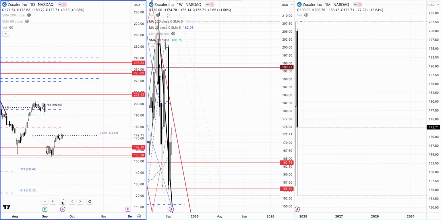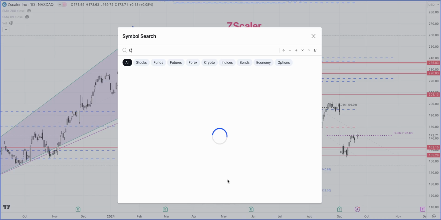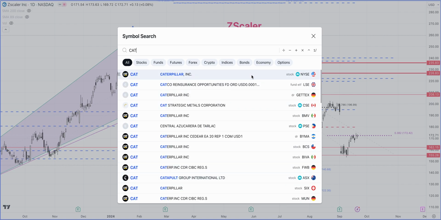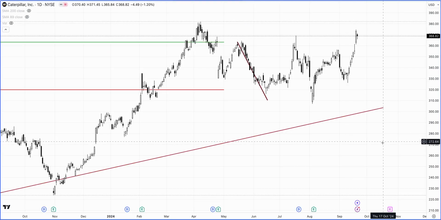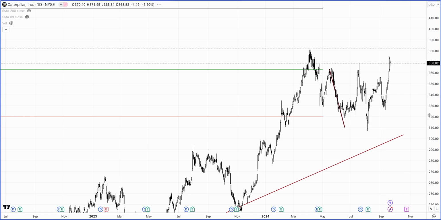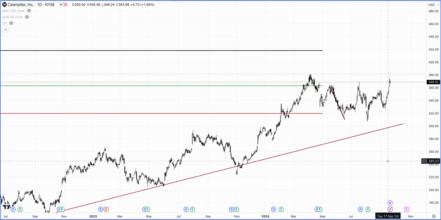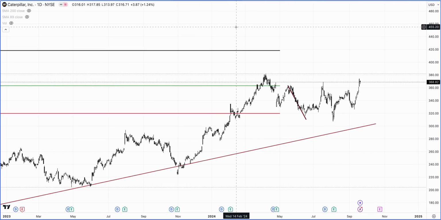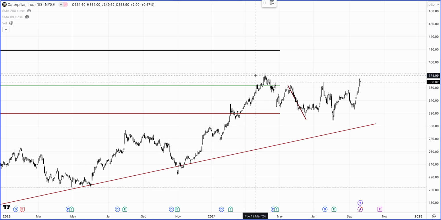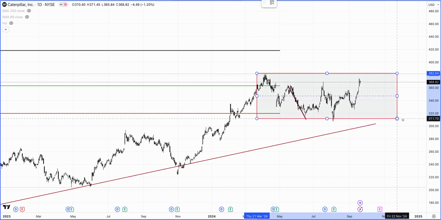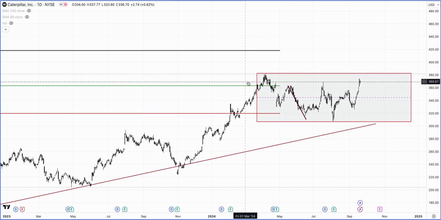Now let's take a look at something a little bit different, which is not a tech stock, but I was watching Caterpillar because the Caterpillar stock has been pretty strong, and what we can see is that it is in this kind of consolidation here. Let me try drawing a big box around it. Here we go. So it's been consolidating since March, April of this year.